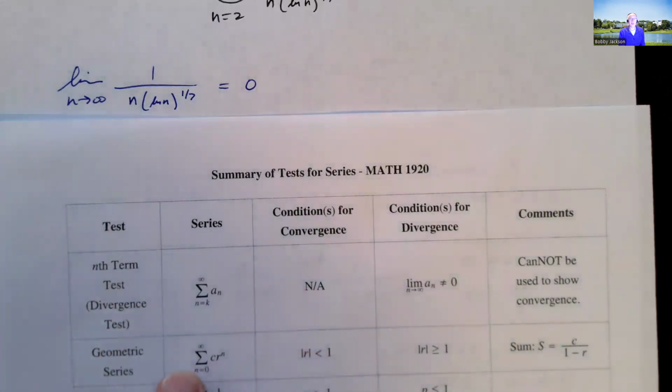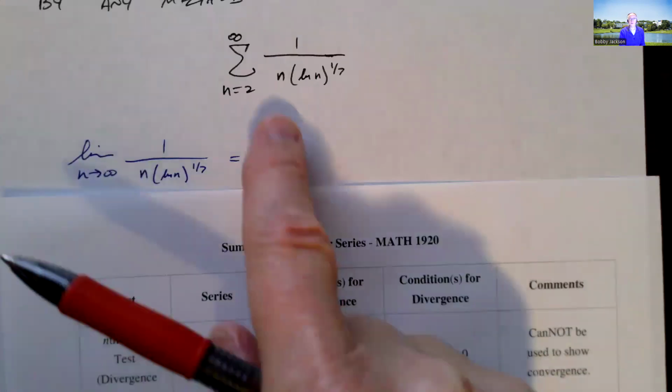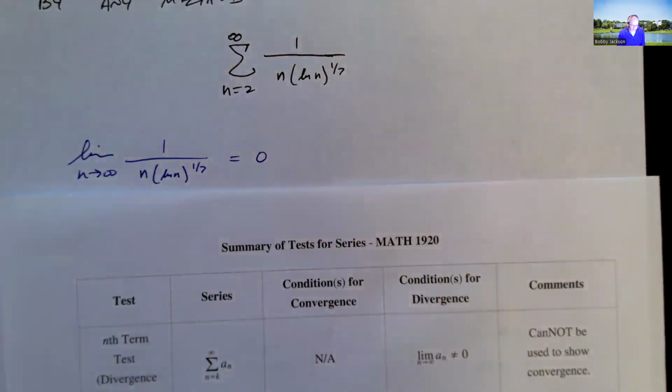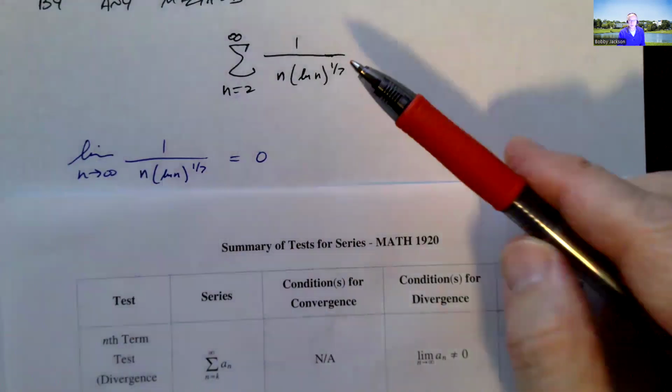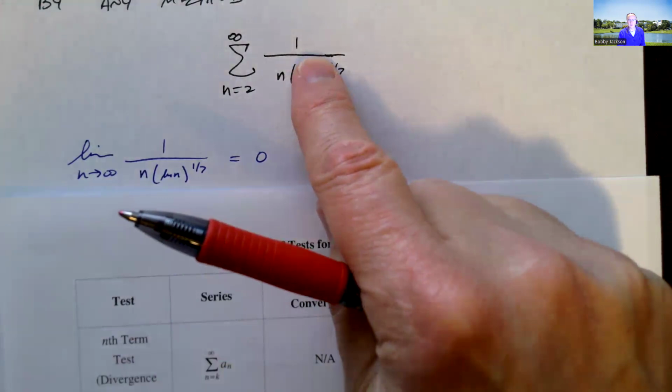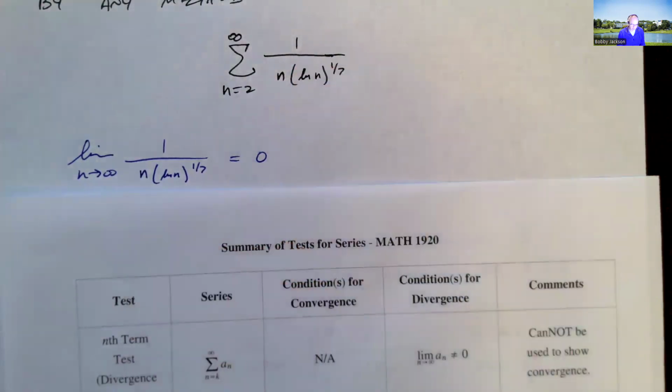Well, clearly this is not a geometric series. You can list the first few terms here, and we're not multiplying by a fixed value each time to get the next term in the series. And it's not a p series. Again, it's got 1 over n. If that was it, it would be a p series. But because of this, it's not a p series.